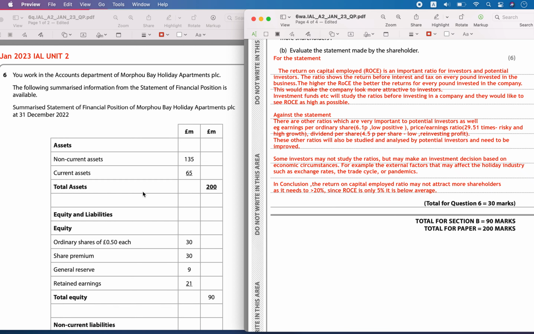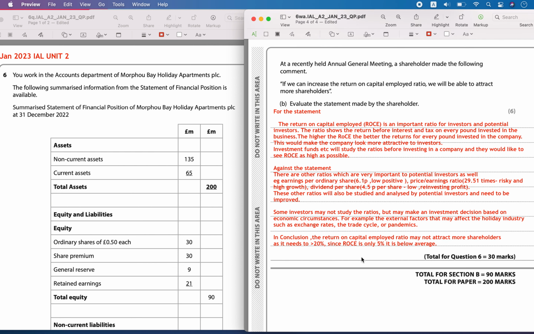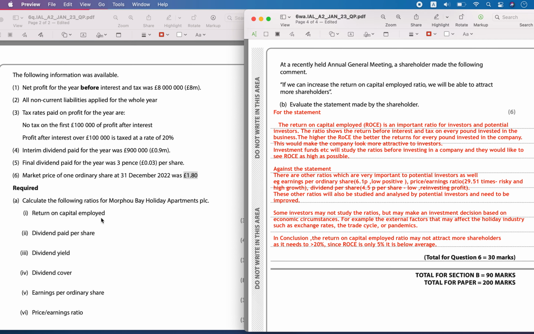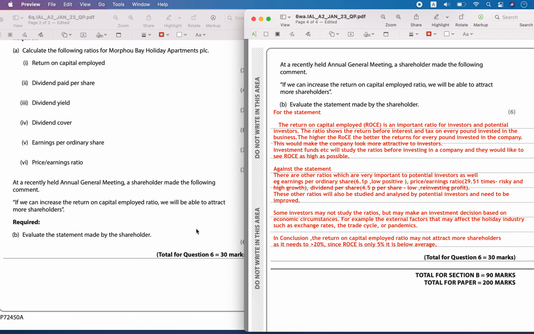Hello, today we are solving Jan 2023 Unit 2 question number 6. Okay, part B of the question. Part A of the question was to calculate the ratios for Morphou Bay Holiday Apartments PLC. Now part B said that at a recently held annual general meeting, a shareholder made the following comment: if we can increase the return on capital employed ratio, we'll be able to attract more shareholders. Evaluate the statement made by the shareholder.